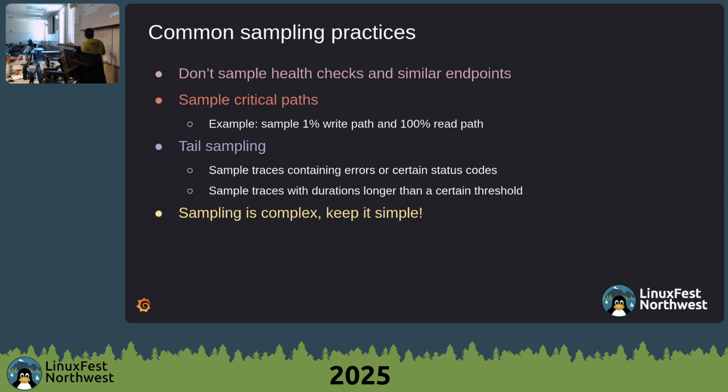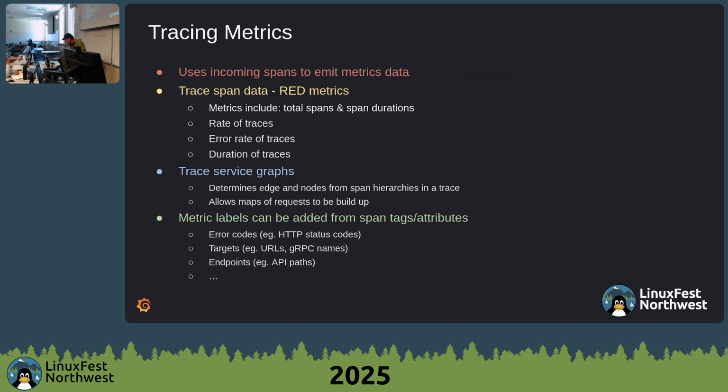I've gone through the common sampling practices, so I'm not really going to get into that, and I am going over time. The other thing that a collector can do is things like tracing metrics. So again, metrics, what is happening? Traditionally, you've had to instrument your services to produce metrics. But the great thing about tracing is spans are showing you units of work that are happening in your services.